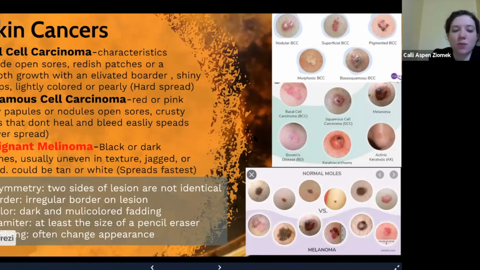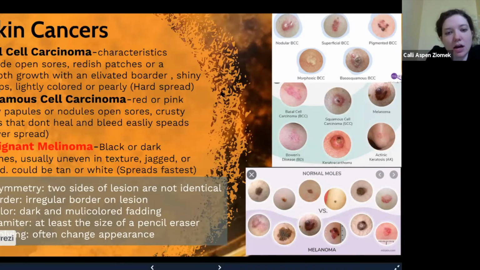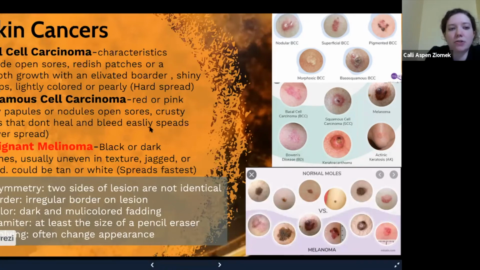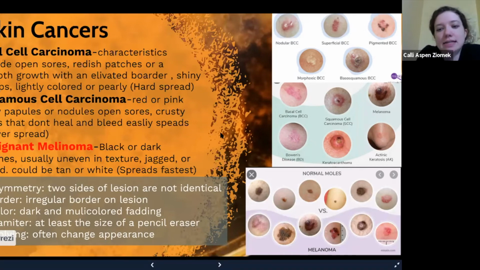Then you have your squamous cell carcinoma. These are red or pink scaly papules or nodules. As well as open sores, they have a crusted area that doesn't heal. So it is constantly bleeding or constantly scabbed over and just doesn't heal at all. They spread a lot easier than basal cell carcinoma. So these ones you want to catch as fast as possible because they do spread a lot faster. These ones are the SCCs that you see over here.